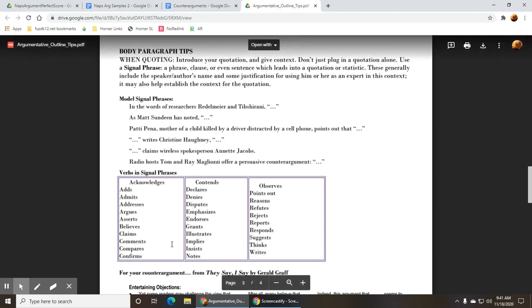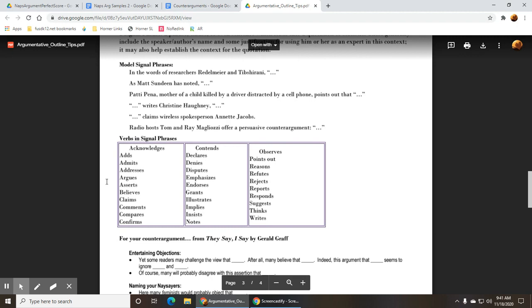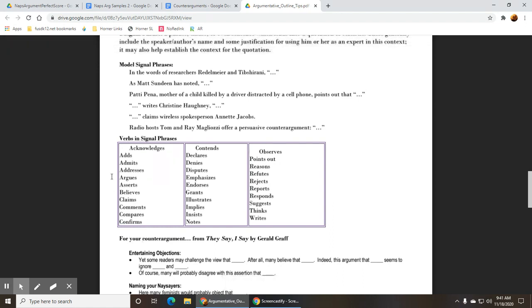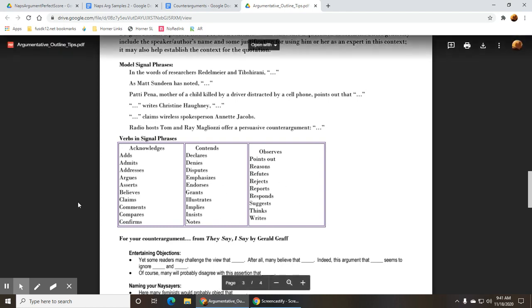This person, why they are relevant to this topic, points out that. Then I have a chart here of sample active verbs that you can use in your signal phrases. You can say the expert asserts that, the author of this article argues, this example illustrates my point. Any of these are stronger than just saying "says" every time.